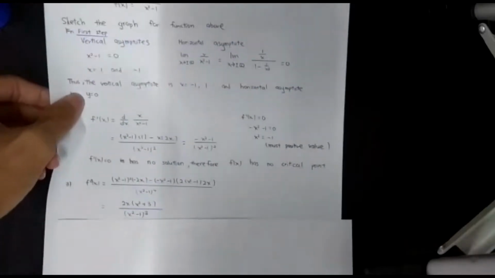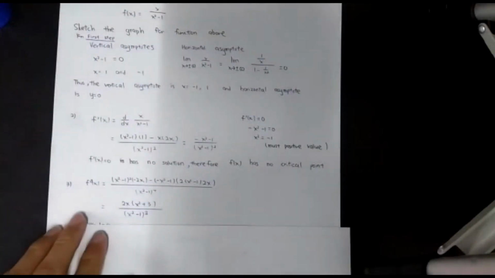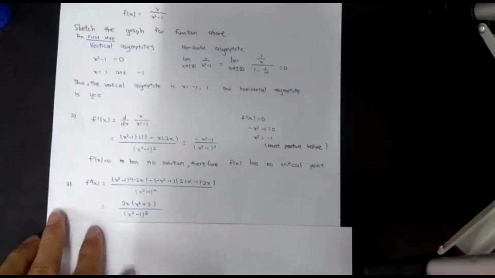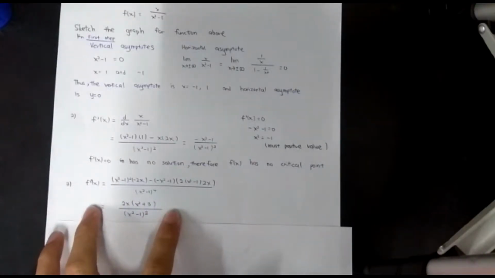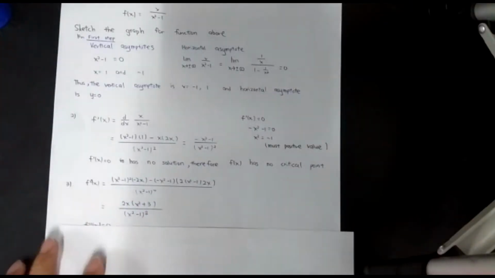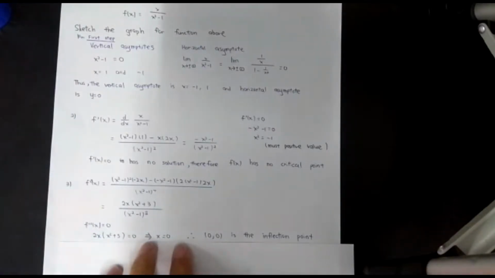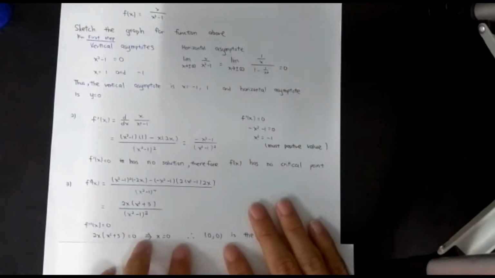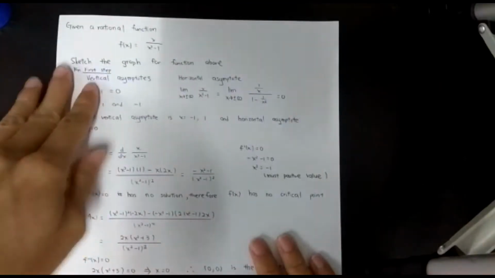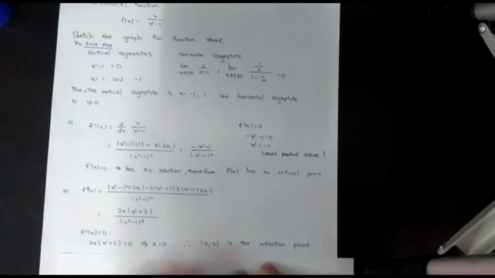The third step is d square y over dx square, and you will get this answer and set d square y over dx square equal to 0. You will get x equal to 0 and substitute x equal to 0 into this function, and finally you will get the inflection point (0, 0).